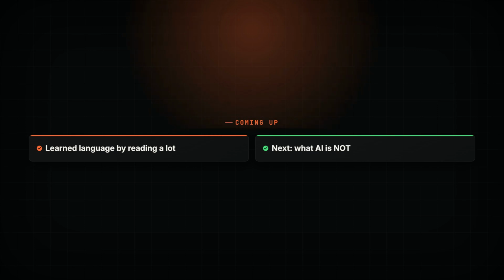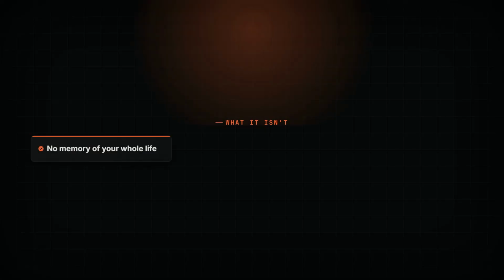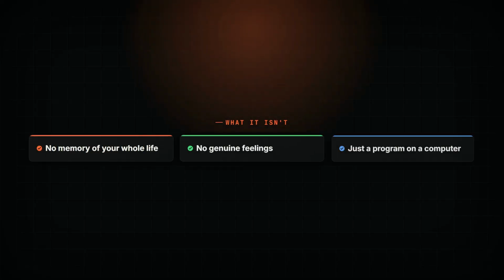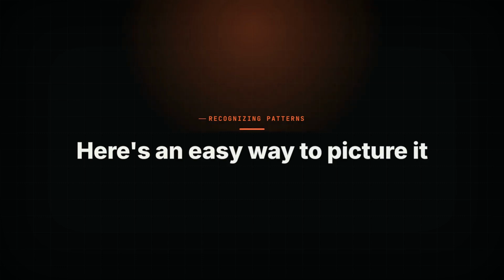It also helps to say clearly what artificial intelligence is not, since that removes some of the mystery. It is not a robot walking around your house. It is not a person hiding behind the screen, typing back to you in real time. And it is not something that understands you the way a close friend does, with memory of your whole life and genuine feelings about it. It is a program running on a computer somewhere, doing something it has gotten very good at, which is recognizing patterns in language and continuing them.